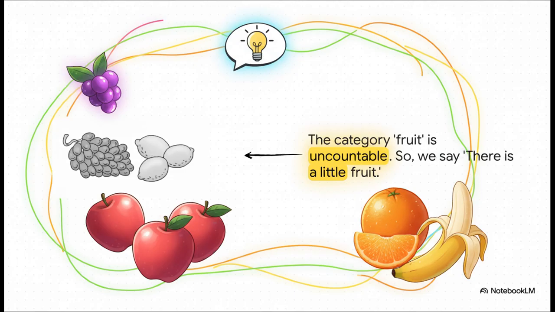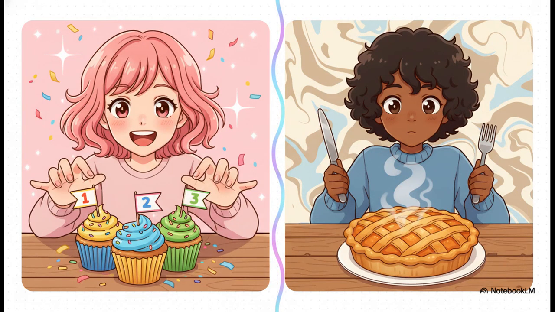Now, this one can be a little tricky. I mean, you can count apples and bananas, right? But the word fruit itself, as a general category, is treated as uncountable. So we'd look at this bowl and say there is a little fruit. Check. And this brings us to a really key point. How you ask about how much of something there is. For countable things like these cupcakes, you ask, how many? How many cupcakes are there? But for something uncountable, like this pie, you ask how much? How much pie is left? Getting this one distinction right is a total game changer.